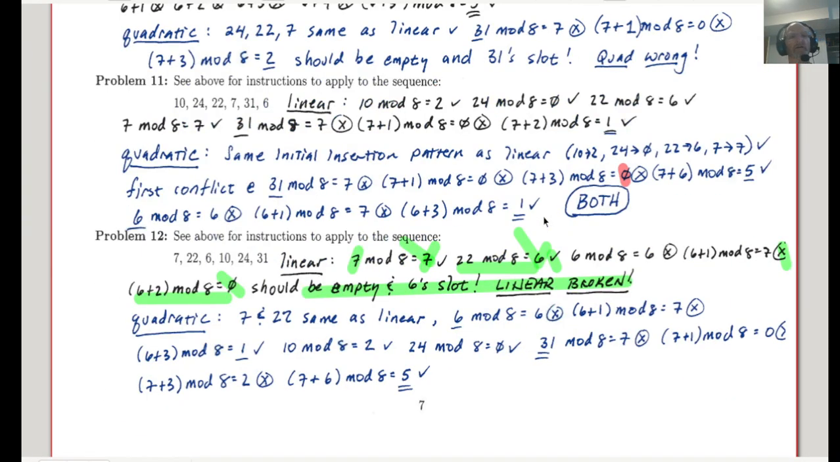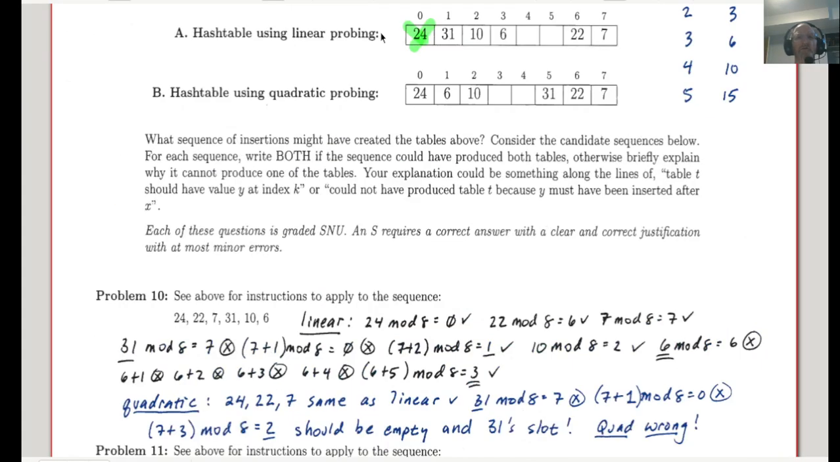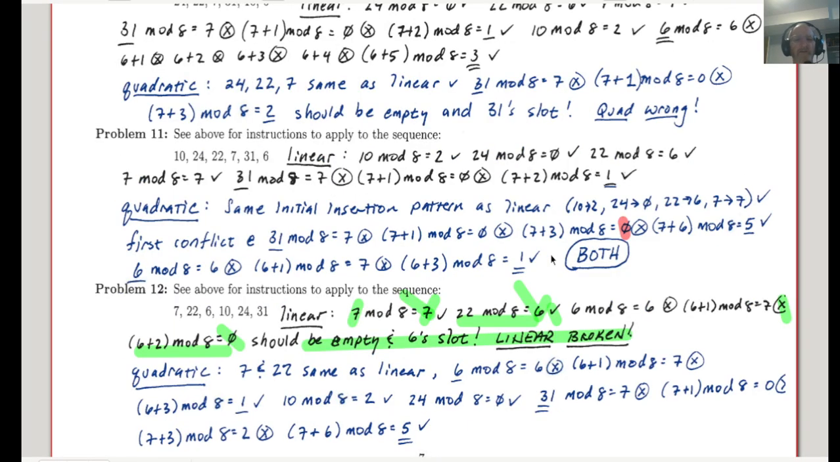It is broken. Many students said 6 should be in 0, which is perfectly acceptable. Some students said, what is there, 24? That 24 would have to be inserted before 6. Either of those, of course, are acceptable ways of saying it. Well, anything that is correct is an acceptable way of saying it.